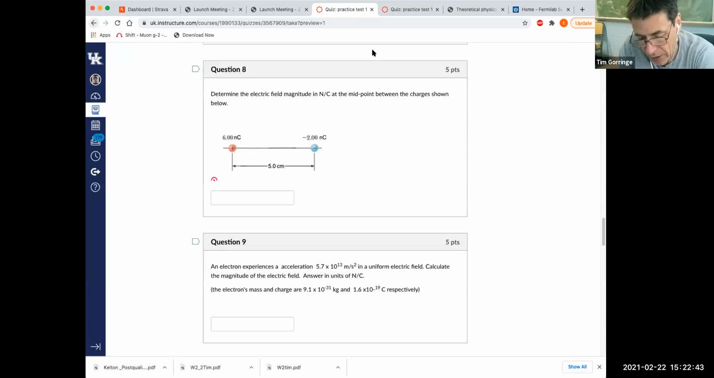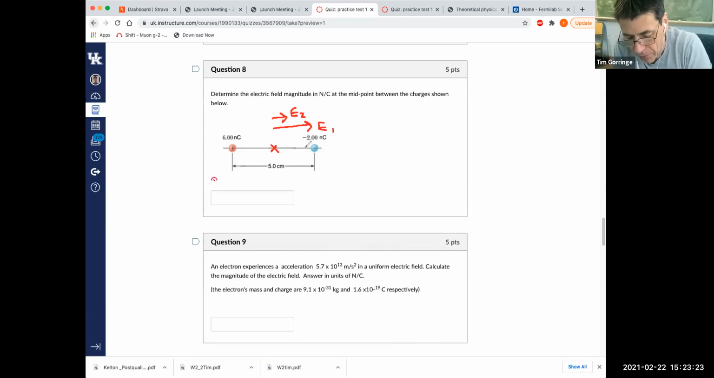Okay, question 8 says, calculate the electric field at the midpoint between the two charges in the sketch below. We've got a positive charge on the left and a negative charge on the right. So here is the midpoint, 2.5 centimeters from both charges. If I was to draw the fields, the field of the positive charge points away from the positive charge, it might look like this. The field of the negative charge points towards the negative charge, so it might look like this.